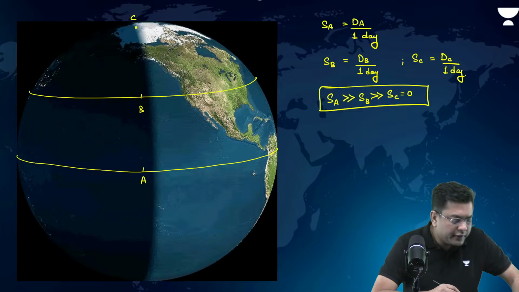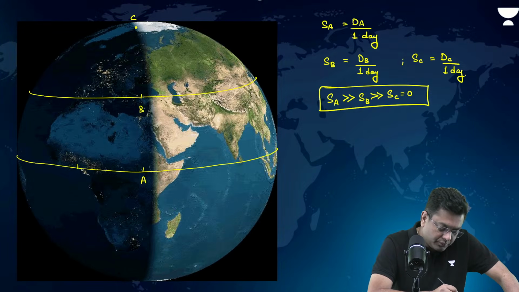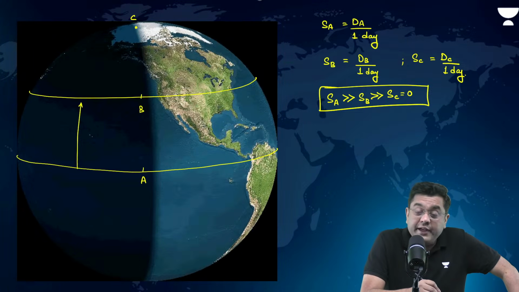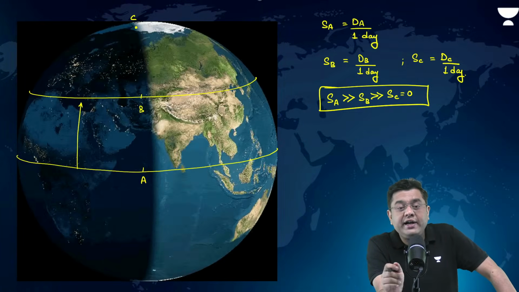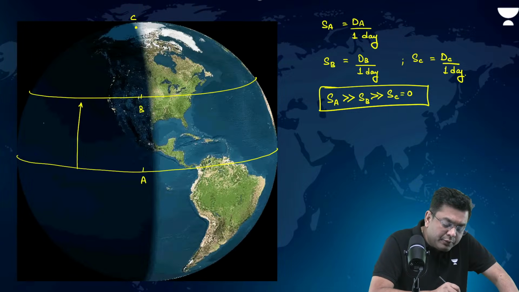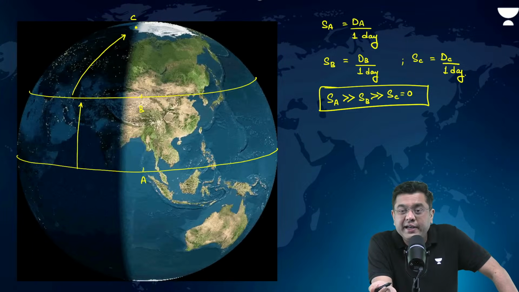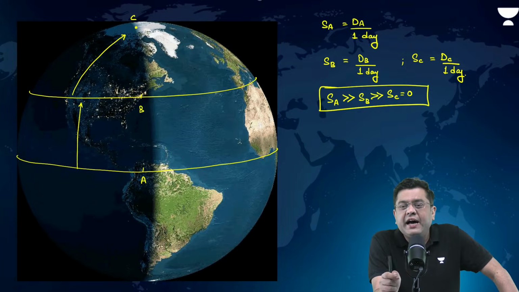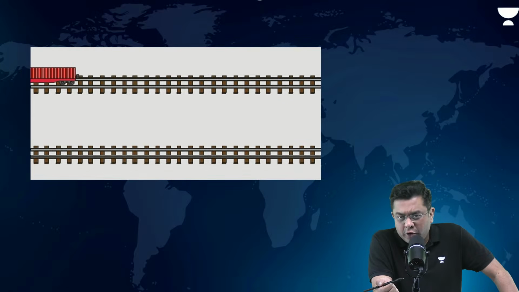If you have understood this, then if I have an object or a wind moving from A to B, can I say it is moving from a latitude which is rotating at one speed to a latitude which is rotating at a slower speed? Yes. If an object or wind is moving from B to C, again, it is moving between latitudes with different speeds, isn't it? This is where we have to understand the concept of relative velocity.